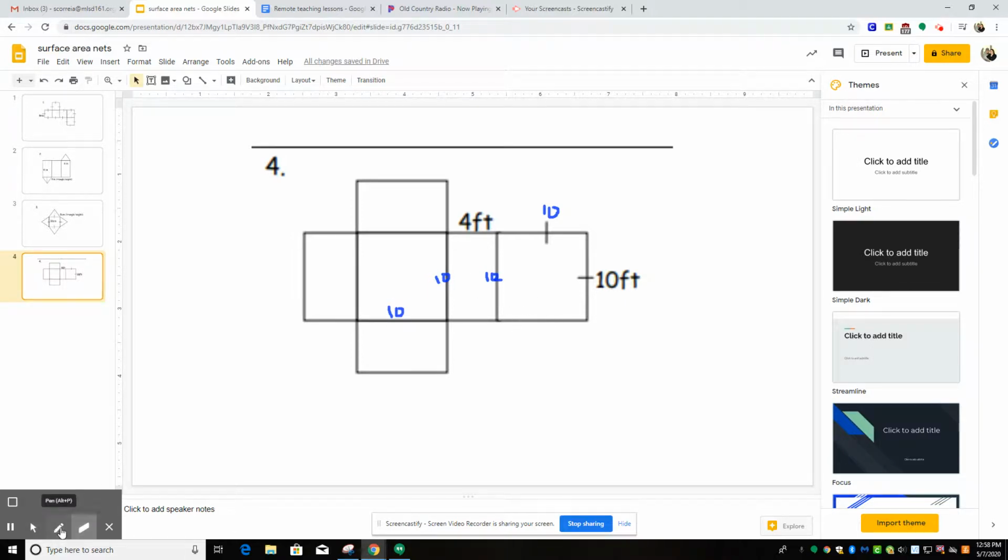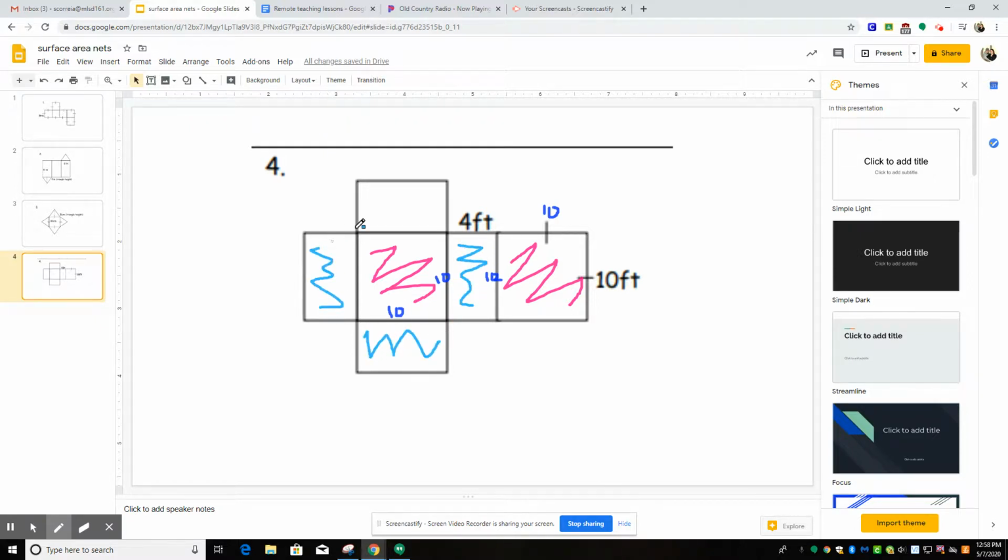Here I can do them in different colors. So this shape and this one, these are the same dimensions. And then this one, this one, and this one. They are all the same dimensions. So this one right here is 10 by 4, so that means this is a 10 by 4 also. That means this is also 10 by 4. And this is a 10 by 4.